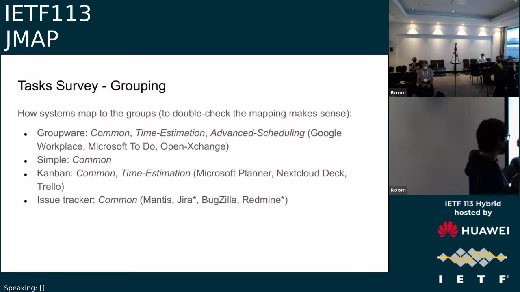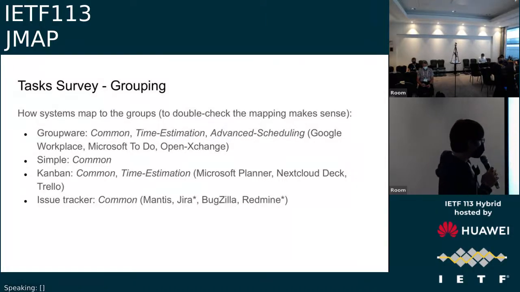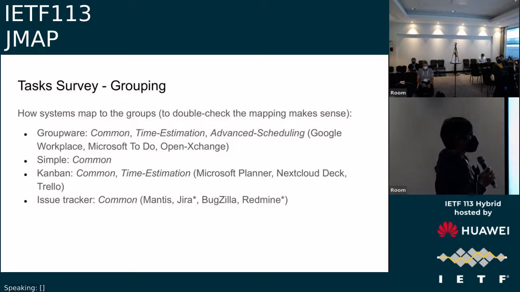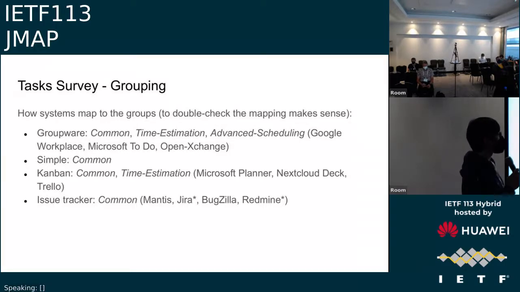Then the simple group is supposed to be a very simple task application. It's just to-do, done. I didn't write down a specific system for that, but you can imagine there is one out there that doesn't need time estimation or advanced scheduling. For Kanban systems, yeah, they would typically use time estimation, but they could do without recurrences and scheduling properties. For example, Microsoft Planner, Nextcloud Deck, and Trello.